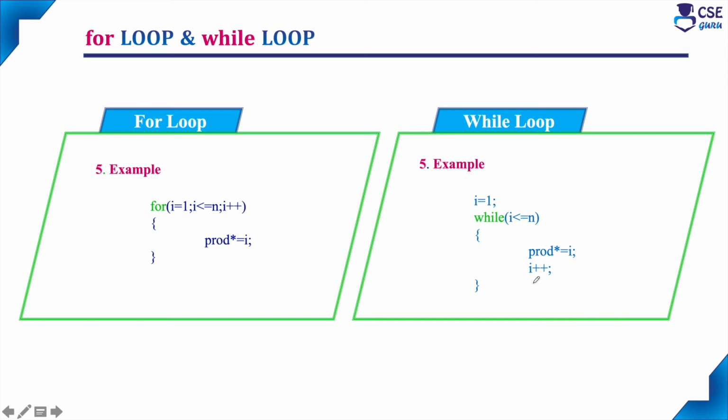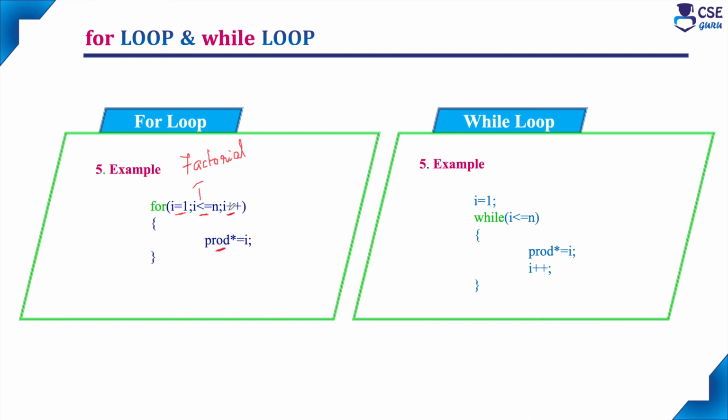Next, if we consider the examples, here we have considered the factorial function. In the factorial function, first we need to initialize the variable i and check the condition whether i is less than or equal to n. If the condition is evaluated to true, it allows the body of the loop to execute once. That is, find the product value.